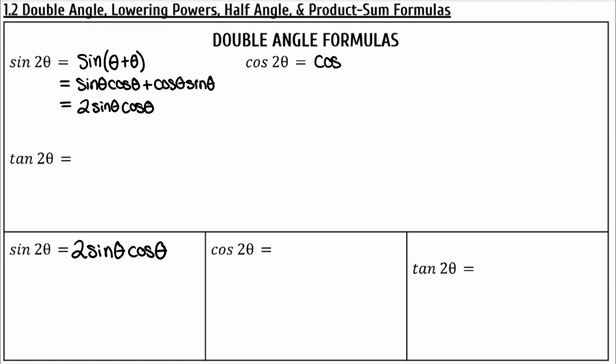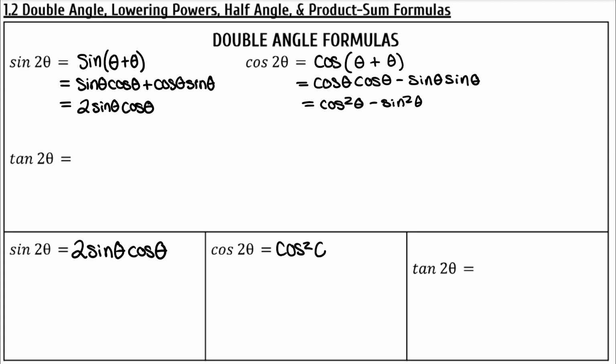We can do the same thing to find a double angle formula for cosine of 2 theta. That is equal to cosine squared theta minus sine squared theta. But sometimes it's helpful to be able to rewrite cosine 2 theta in just terms of sine or in just terms of cosine, not both cosine squared and sine squared.